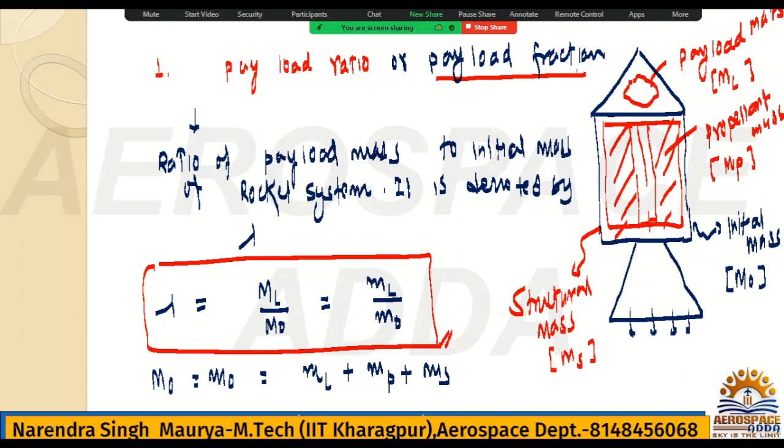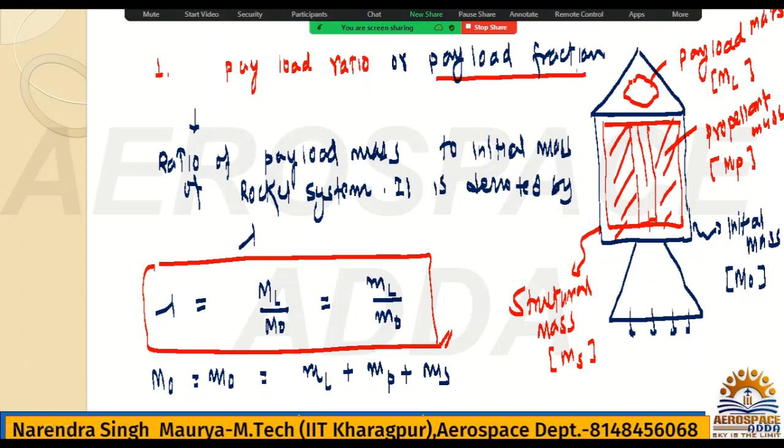And payload mass, it can be anything. It can be satellite, it can be space probe if it is the space mission, or if it is a space mission also it is astronaut. So payload in the sense maybe astronaut or space probe or satellites, whatever you are keeping here for the mission, it is called payload.